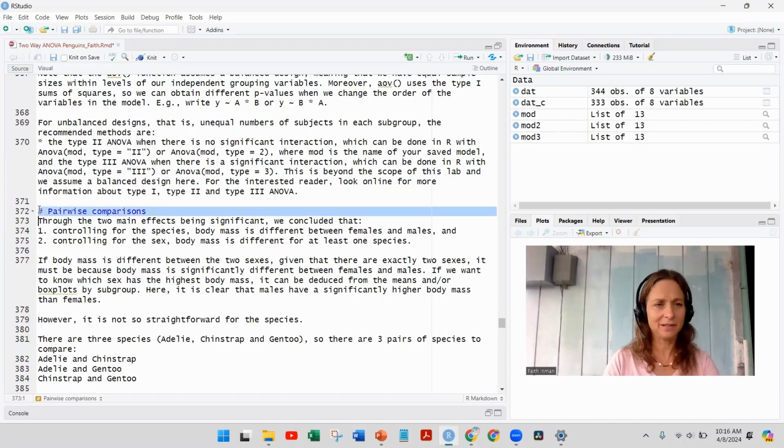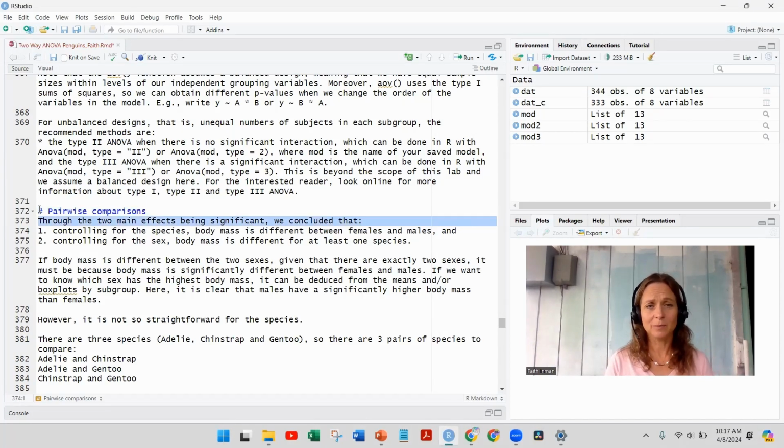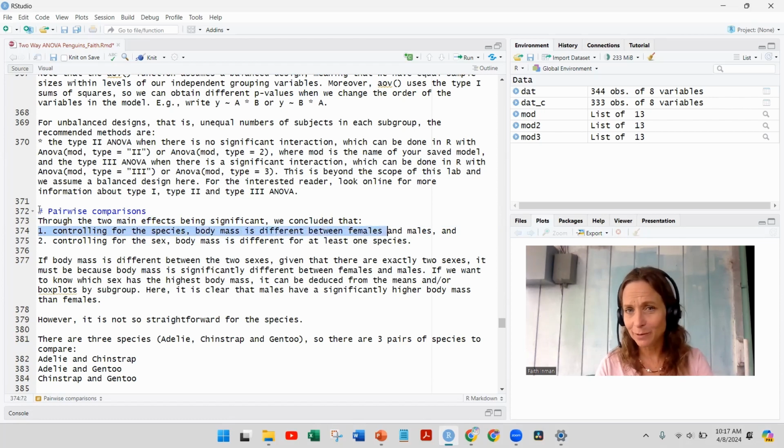Okay, pairwise comparisons. Through the two main effects being significant, we conclude that, one, controlling for the species, body mass is different between males and females. That's our first main effect. Two, controlling for the sex, body mass is different for at least one species. That's our second main effect.